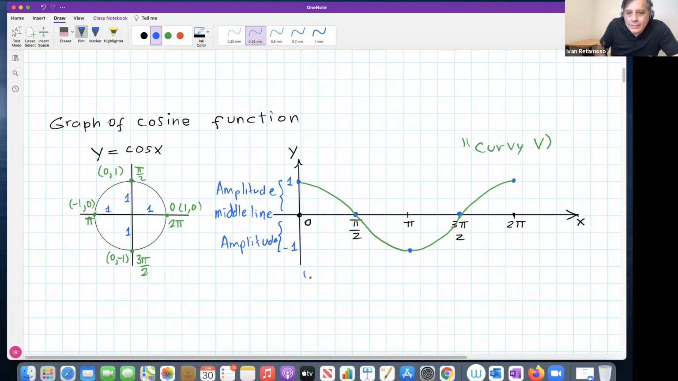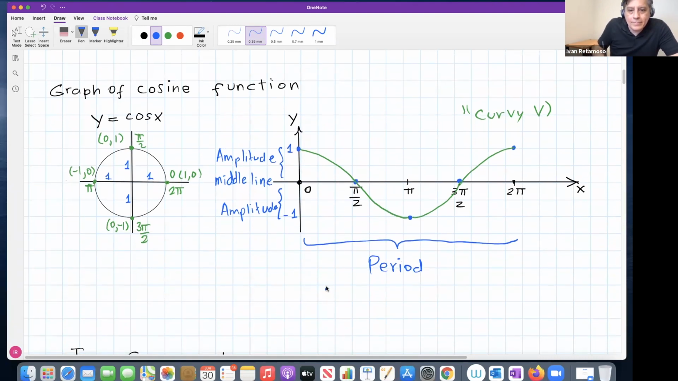And how many radians it takes for this function cosine to repeat itself, that is what mathematicians call the period. So the period should be this. Therefore, we're talking about period equal to 2 pi radians, or just 2 pi. Remember, you are allowed to drop radians. And the amplitude equals 1 unit, because the farthest you can go up or down is 1 unit.